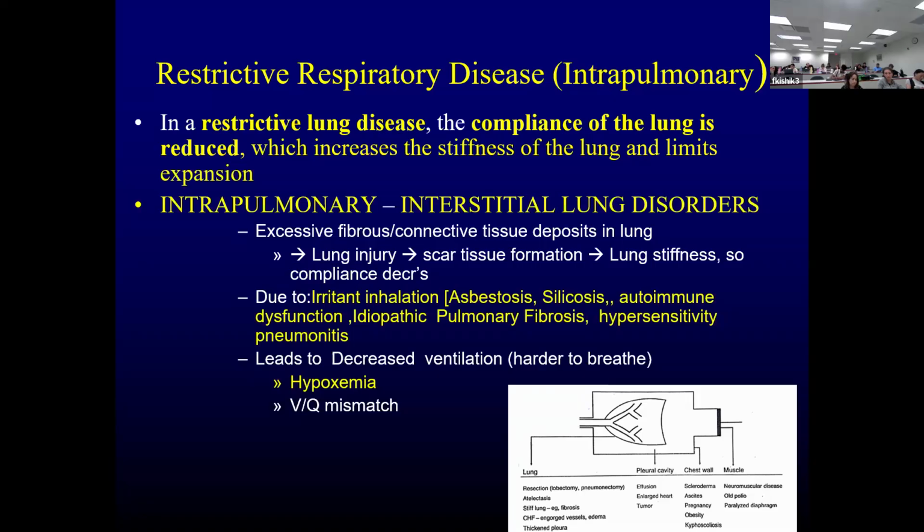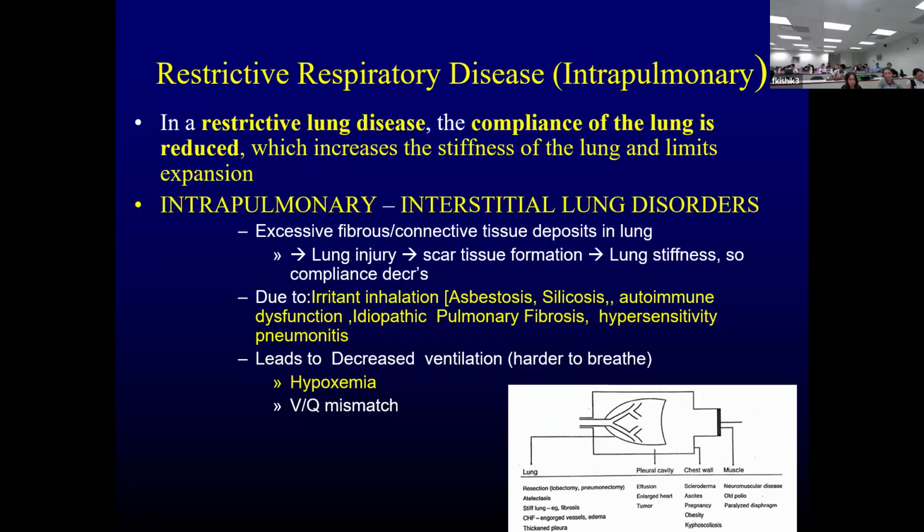But if you have pulmonary fibrosis, or chest wall disorders, I have a restrictive defect, and I would need a pulmonary function test to distinguish. You understand this concept? Yes?